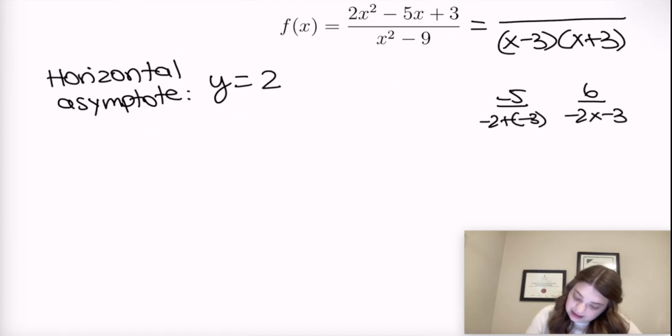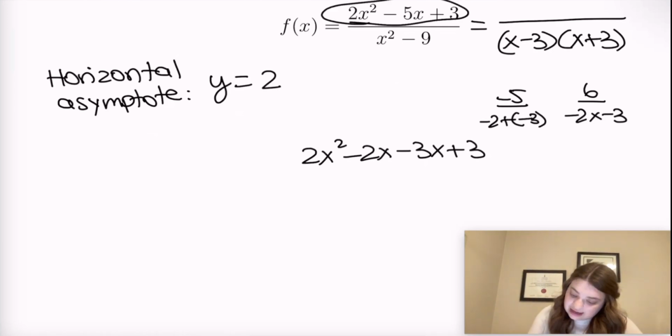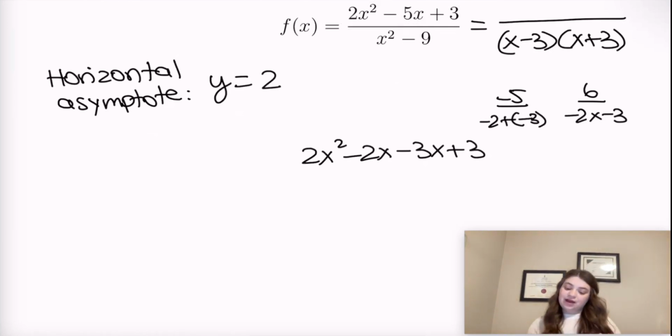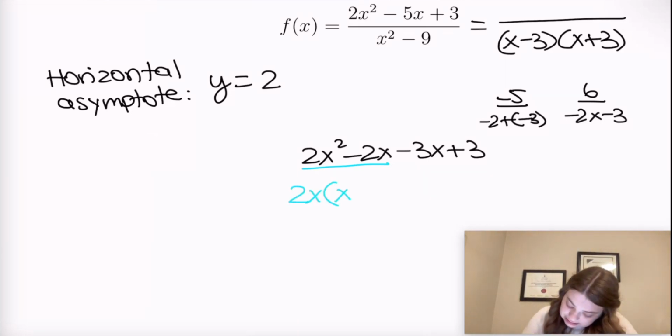And so therefore, we're going to have 2x squared minus 2x minus 3x plus 3. So notice I just copied this exactly, except instead of minus 5x, I wrote negative 2x minus 3x, because that's the pairing that we're finding here. Then I'll factor by grouping. I'm going to group the first two together and factor out everything I can from those first two. So that'll give me 2x times x minus 1. And then same thing for the second two.